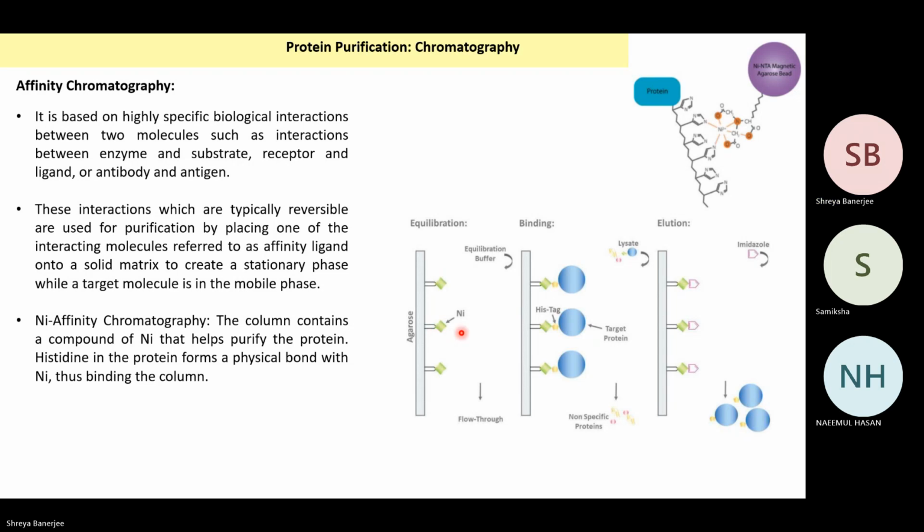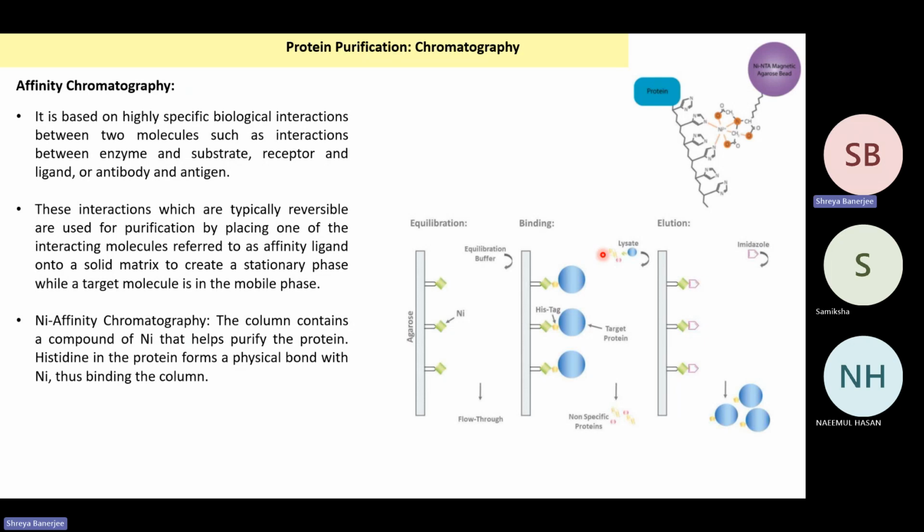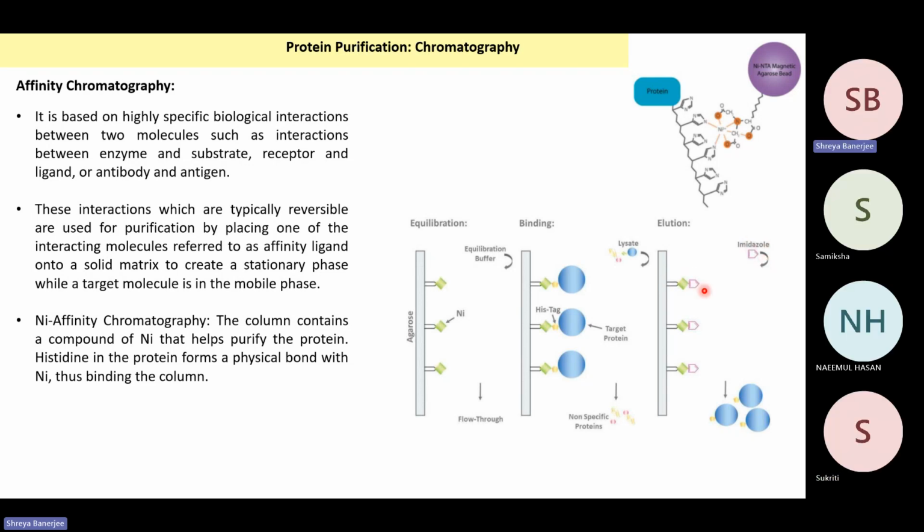We don't need to go into the details of this, but in the column there is some compound that contains nickel. And if you add a protein which has histidine on it, that protein will specifically bind to the nickel and remain in the column, whereas the protein which does not have the histidine will pass through and be separated. And in order to remove the protein that is stuck to the column, imidazole is added, because imidazole has a higher binding affinity with the nickel compared to the histidine. So then the imidazole will replace the histidine and the protein will be eluted out.